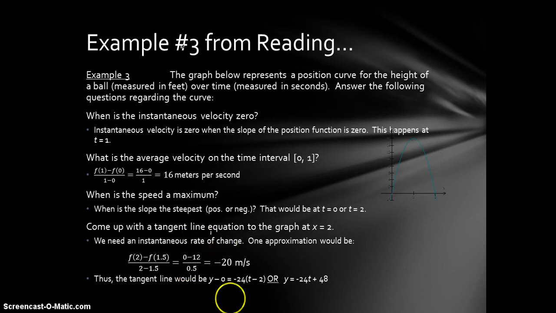When we work it out, we get negative 20 meters per second. Thus, our tangent line would be y minus 0. That should be a minus 20 times t minus 2, or y is equal to negative 20t plus 40. Sorry for the typos.